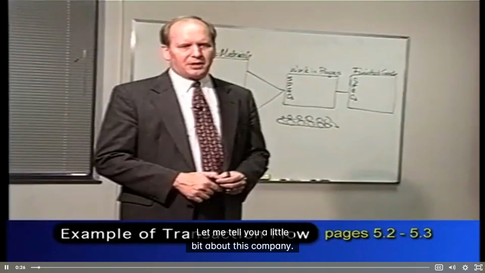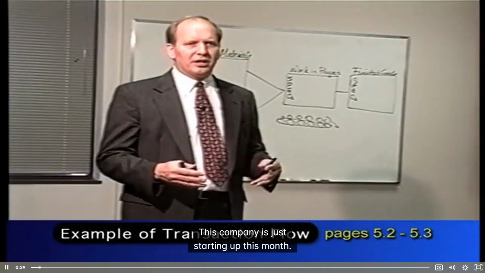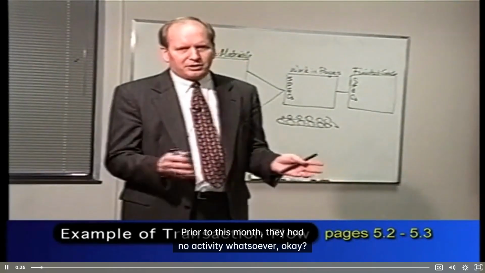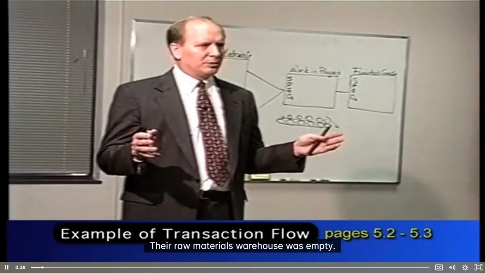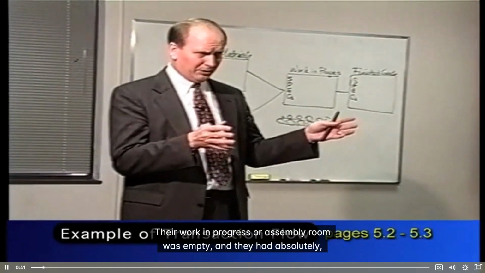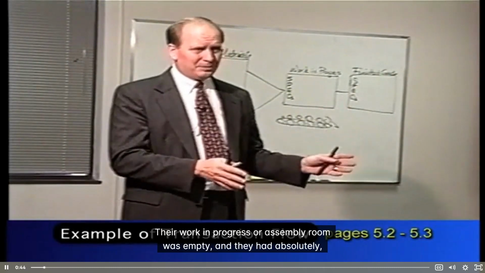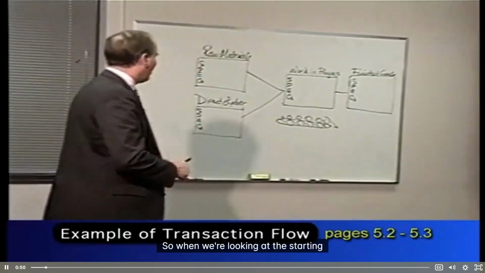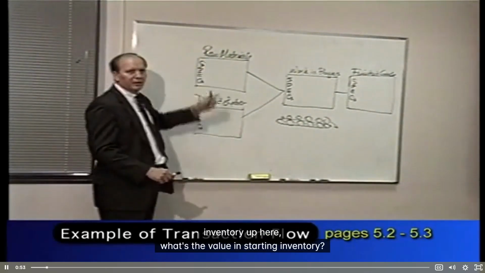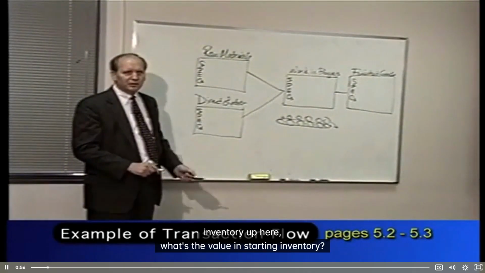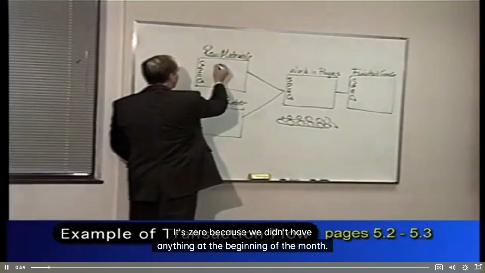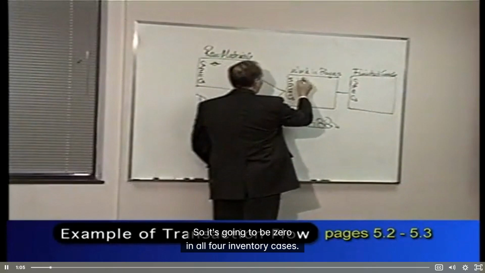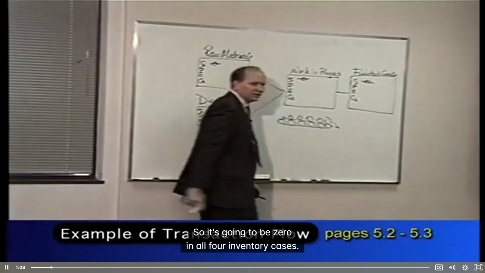Let me tell you a little bit about this company. This company is just starting up this month. Prior to this month, they had no activity whatsoever, okay? Their raw materials warehouse was empty. Their work in progress or assembly room was empty, and they had absolutely, obviously, no finished goods sitting in the finished goods warehouse. So when we're looking at the starting inventory up here, what's the value in starting inventory? It's 0, because we didn't have anything at the beginning of the month, okay? So it's going to be 0 in all 4 inventory cases.